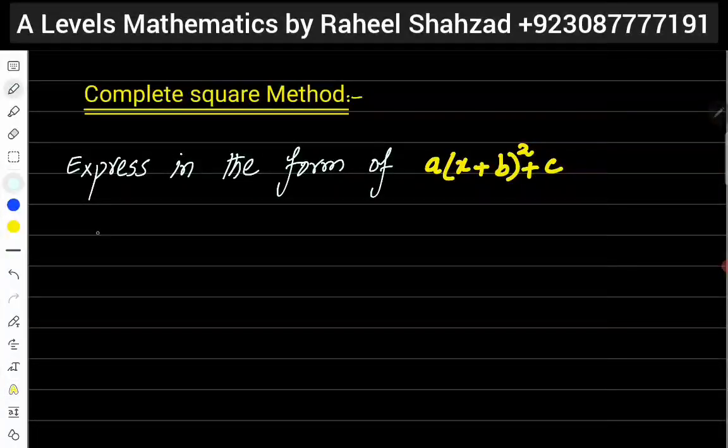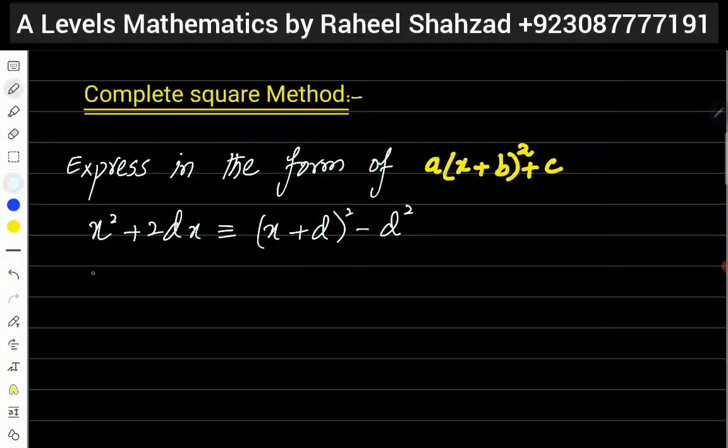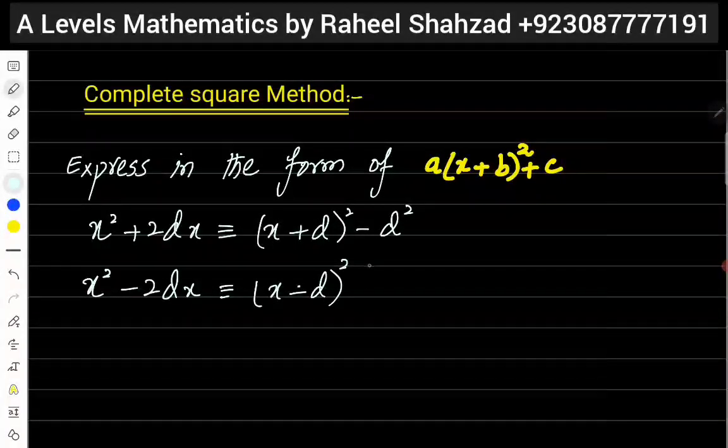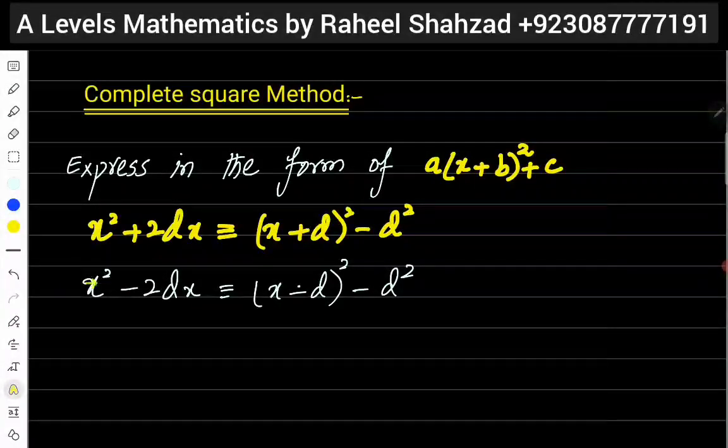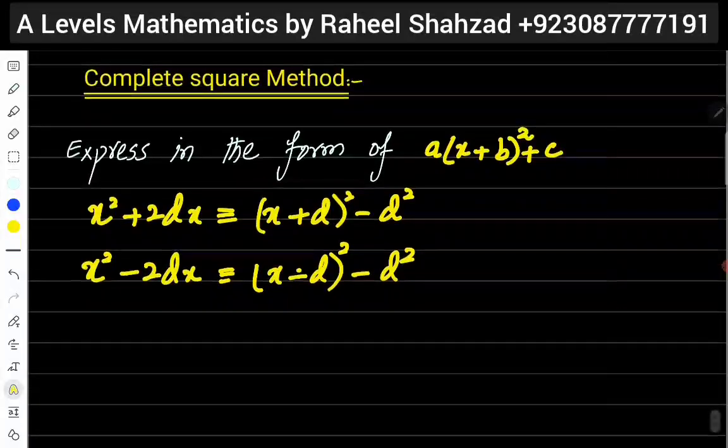So for example, if we have x square plus 2dx, this can be written as x plus d whole square minus d square, and the second one is x square minus 2dx. If we have it in the form of minus 2dx, it can be written as x minus d whole square minus d square. You just need to remember these two formats for expressing any kind of quadratic expression into this complete square form. Okay, so let's start with a couple of examples now.